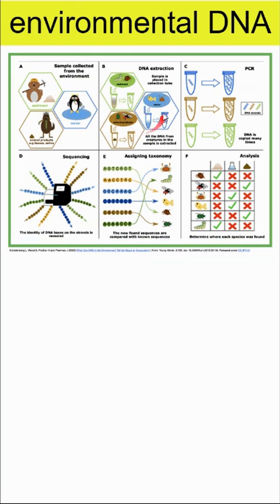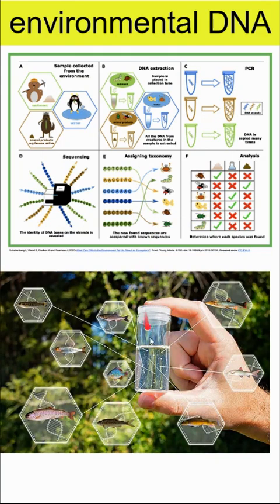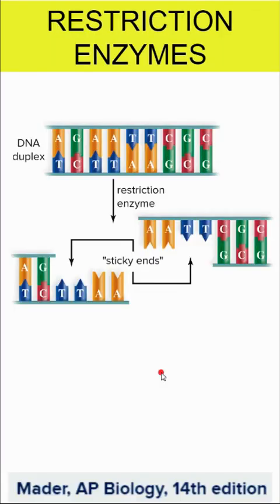So again, it extracts the DNA from the sample, and then it goes through the PCR and makes a tremendous amount of copies, and then it can be sequenced, and then you can figure out what's actually there. So from that, you can actually determine the organisms in an environment simply by analyzing the DNA shed in a water sample. As we keep going, we have this idea of restriction enzymes.